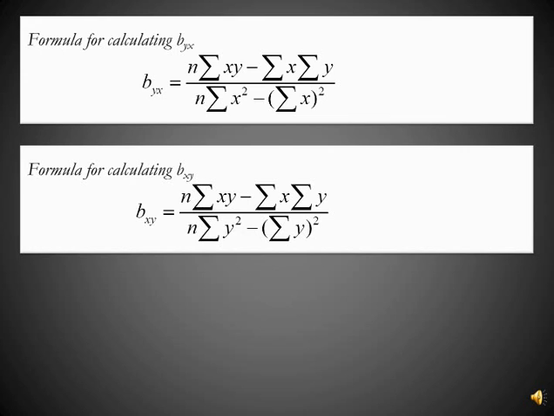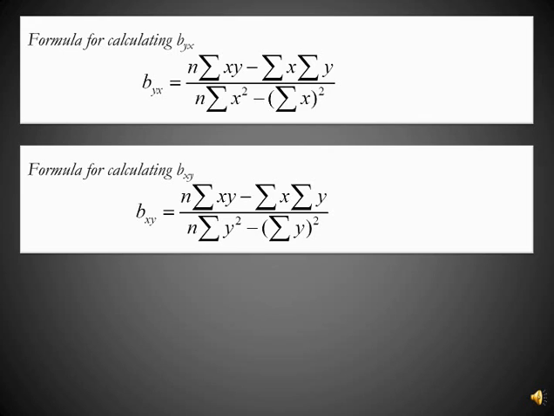Similarly, we have a formula for calculating bxy. So bxy is equal to n sigma xy minus sigma x into sigma y, divided by n sigma y square minus sigma y whole square.